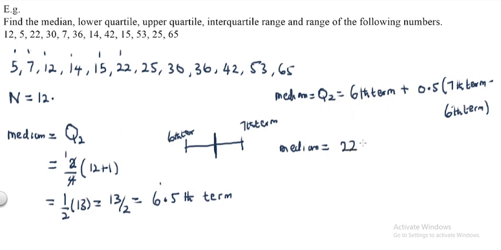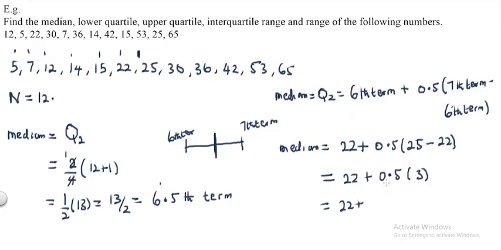This is 22 plus 0.5, open bracket, 25 minus 22. From here we know that this is equal to 22 plus 0.5, and 25 minus 22 is 3. So we have 22 plus 0.5 times 3, which is 1.5. This is equal to 22 plus 1.5, and that is equal to 23.5. So that's the median.